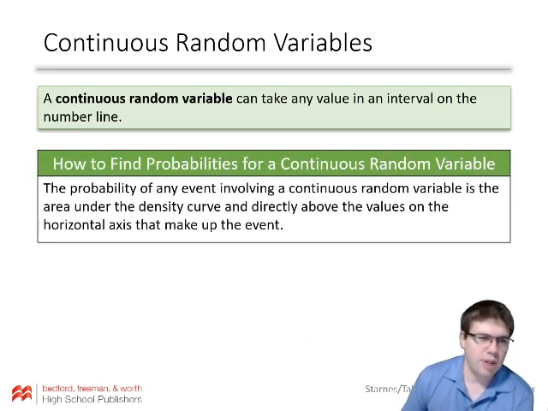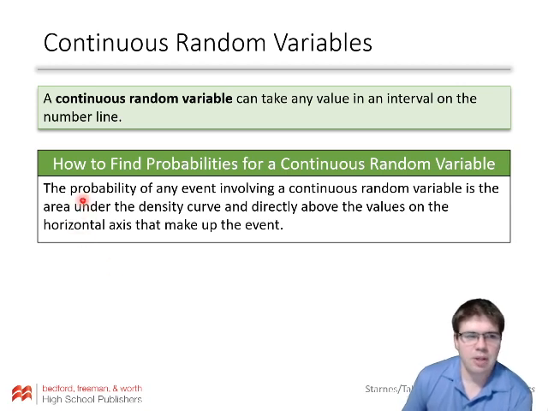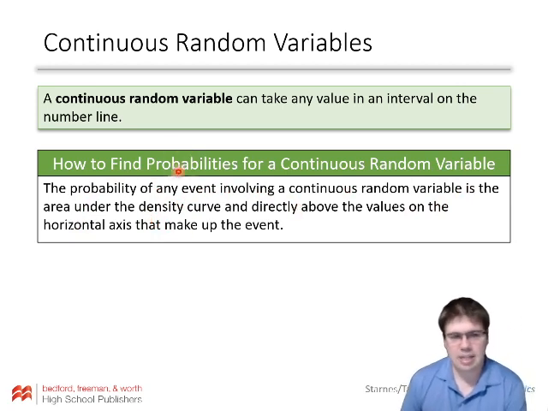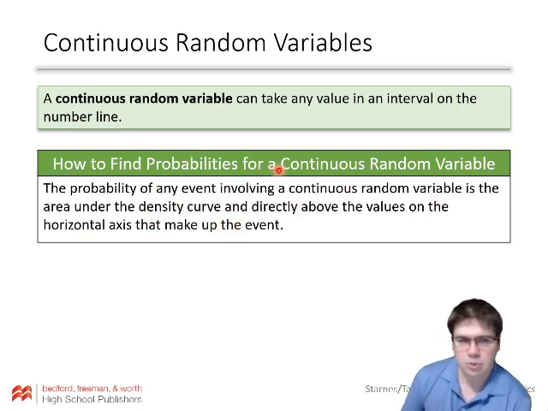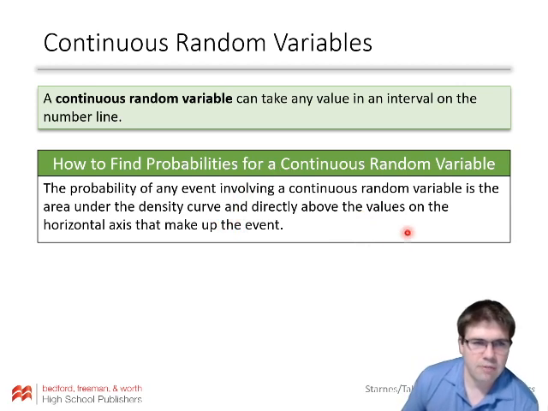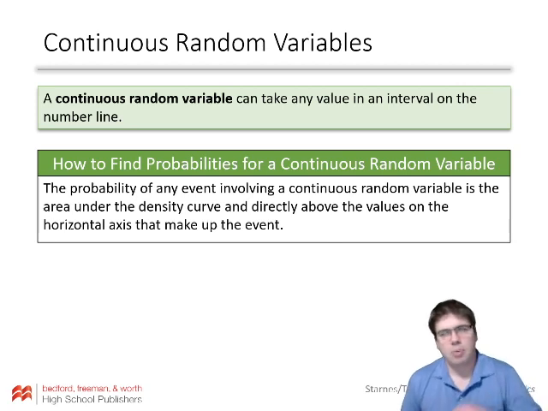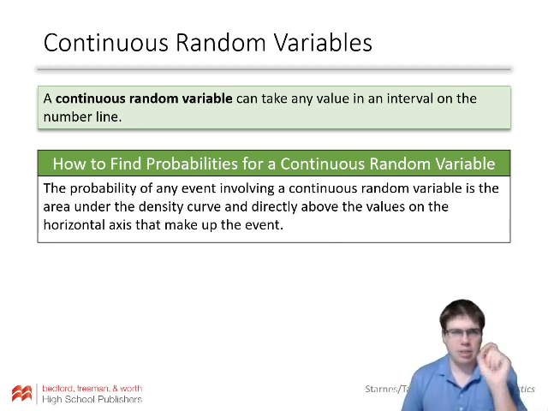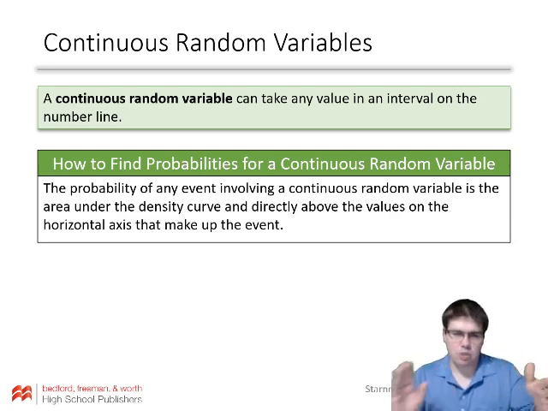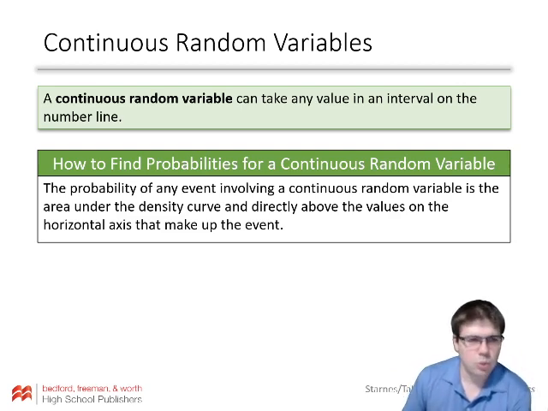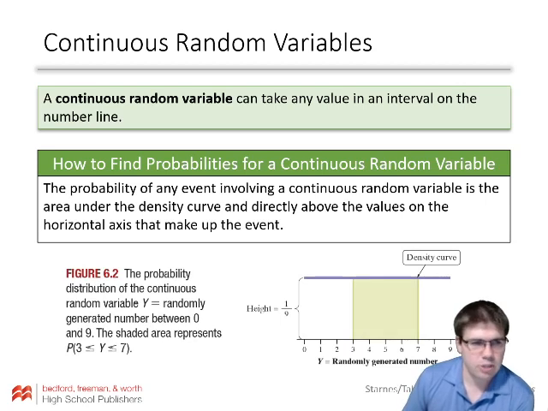To find probabilities for a continuous random variable, the probability of any event involving a continuous random variable is the area under the density curve directly above the values on the horizontal axis that make up that event. So we bring density curves back, and this is from chapter 2. You have to do it over a particular range of values. Remember, with continuous random variables like the normal distribution, the probability of any exact outcome is 0. We always have to go between values to get an actual probability or proportion for that range.